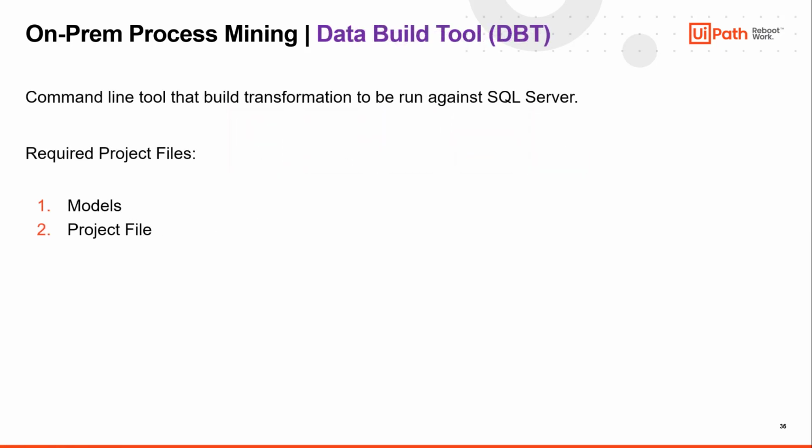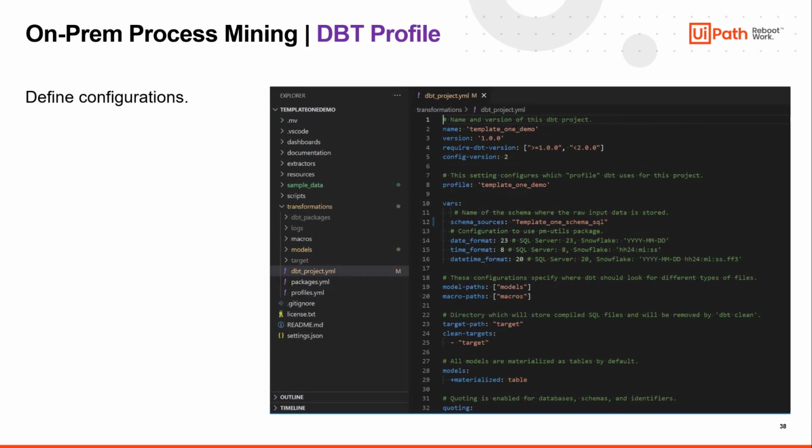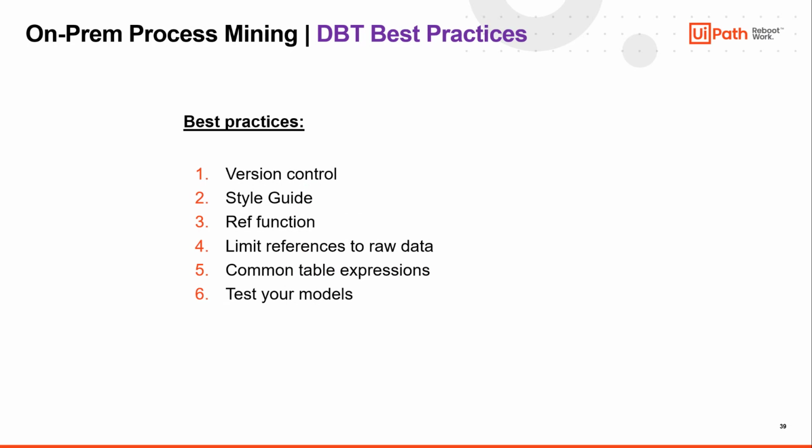dbt is a command line tool that we use to build the transformation, which will be run against SQL Server. There are two types of project files: models, which contain all of the SQL, and a project file, which is all of our configuration. Each model contains a single select query statement that either transforms the raw data into a meaningful data set or is an intermediate step in such a transformation. And the dbt profile files allow us to define configurations. Some best practices when developing your dbt files: we recommend using version control, having a style guide, implementing reference functions, limiting your references to raw data, implementing common table expressions, and finally, test your models.